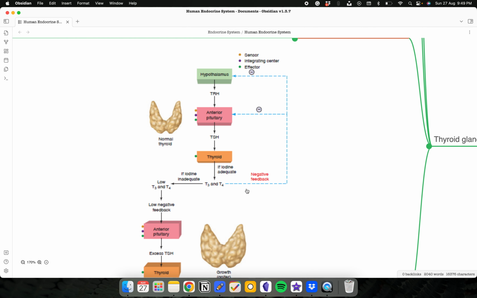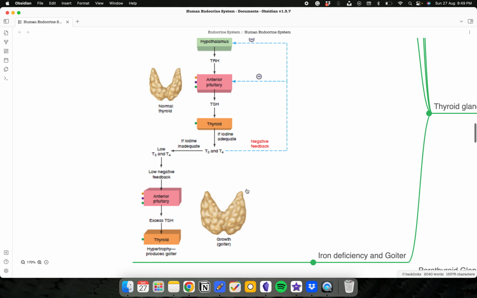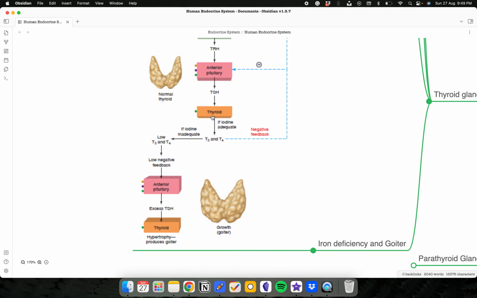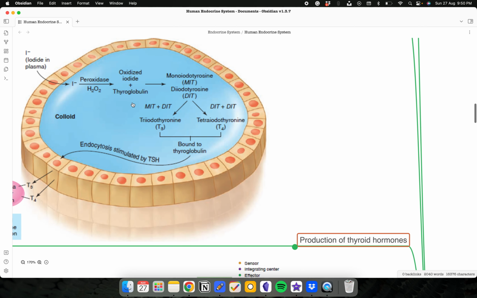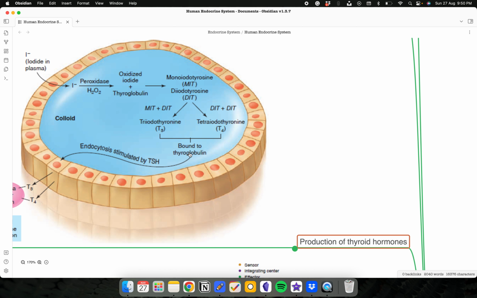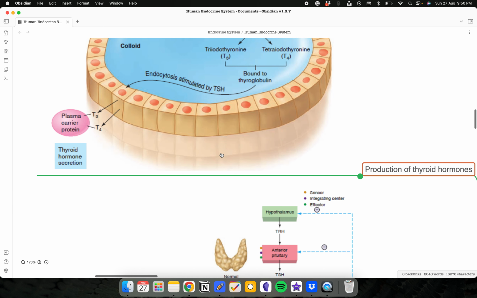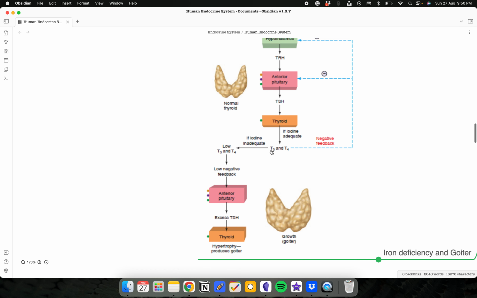But what happens if there is no adequate amount of iodine? When there is no adequate amount of iodine, T3 and T4 will not get synthesized. We need iodine for T3 and T4 synthesis. If iodine is not present, a good amount of T3 and T4 will not be present. As a result, there is a low level of T3 and T4, and due to this, obviously there will be no feedback mechanism, because negative feedback happens when an adequate amount of T3 and T4 secretion is already there. Only at that time will this negative feedback mechanism happen.